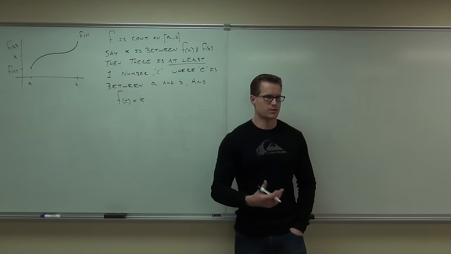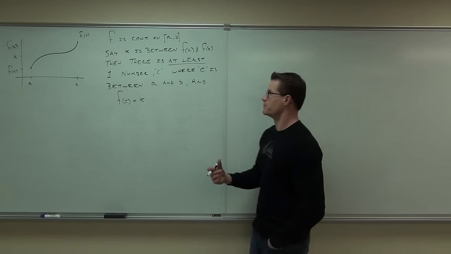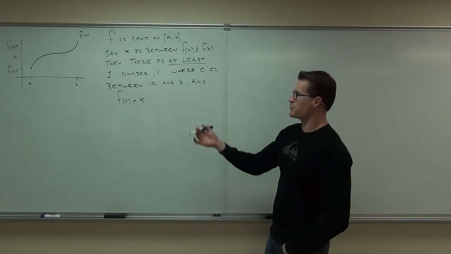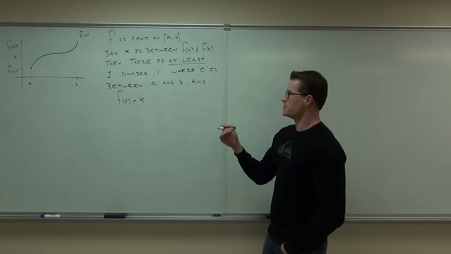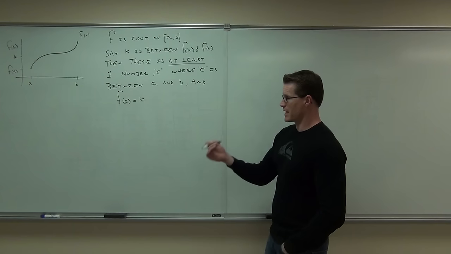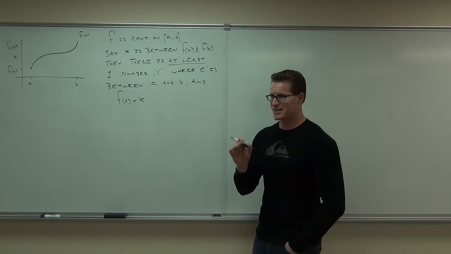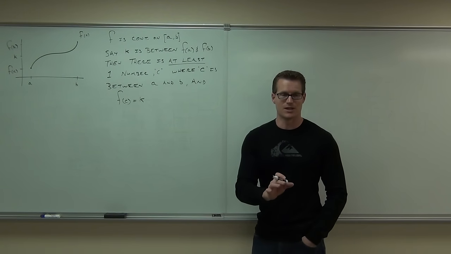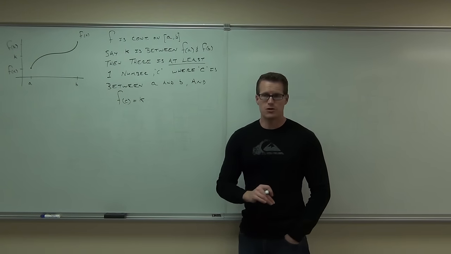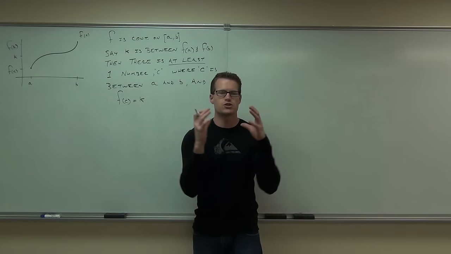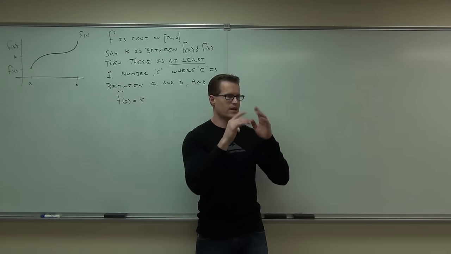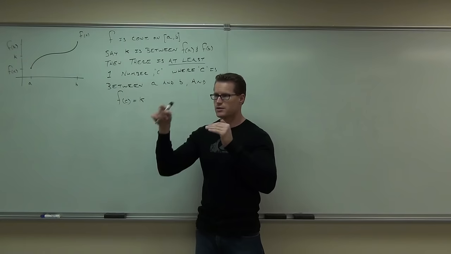You want to hear it in plain English because that's kind of mathy, right? It says, say k is between f of a and f of b, then there's at least one number C where C is between a and b, and f of C equals k. Now that makes perfect sense to me, but here's what it says in English. If your function's continuous, that means there's no holes, there's no asymptotes, there's no jumps. It's a smooth curve.